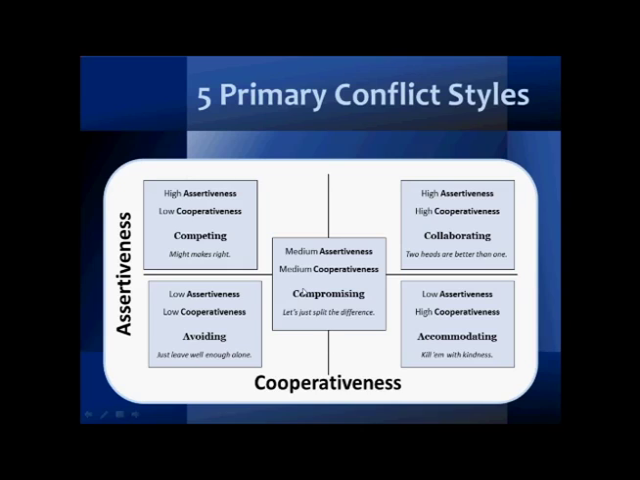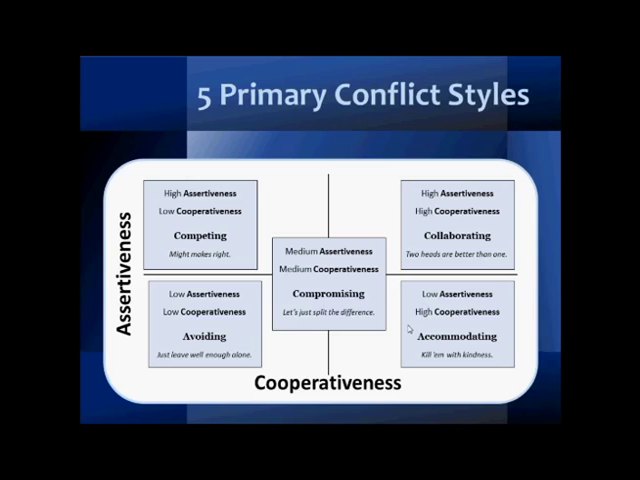In the middle here, medium assertiveness and medium cooperativeness, we call that compromising. And that's where you might describe the situation as, let's just split the difference. It is, in fact, the most common type of negotiation. It's what people, in fact, value and think they should do in a negotiating situation.